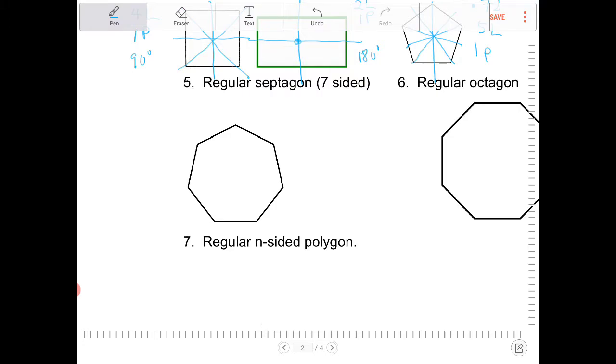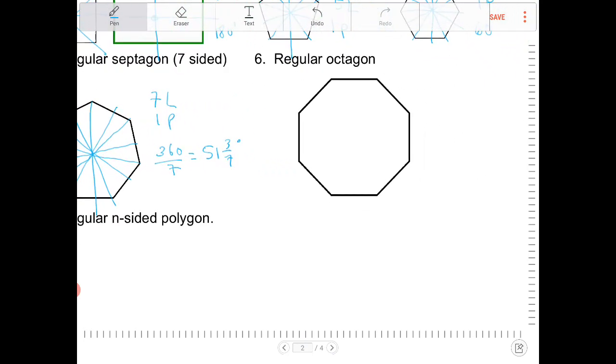Regular septagon, 7-sided shape. So this is a line of reflection. 1, 2, 3, 4, 5, 6, and finally 7 lines of symmetry and 1 point of symmetry. And it's 360 over 7, and that's not divisible, but it is going to be 51 3/7 of a degree.